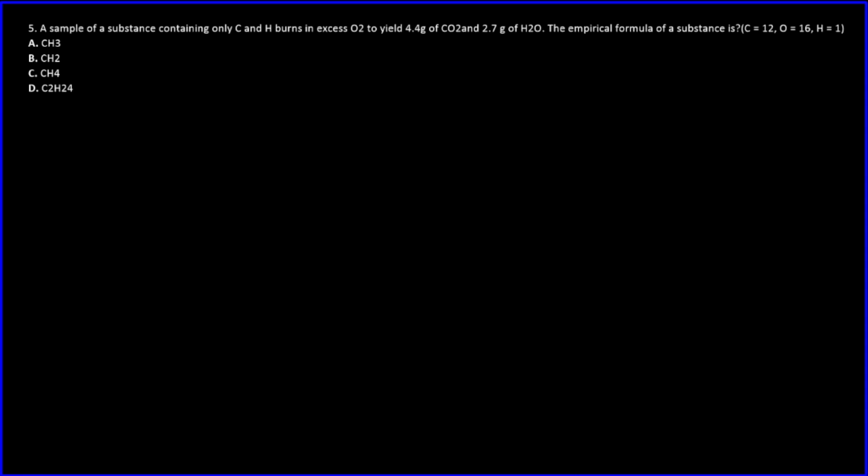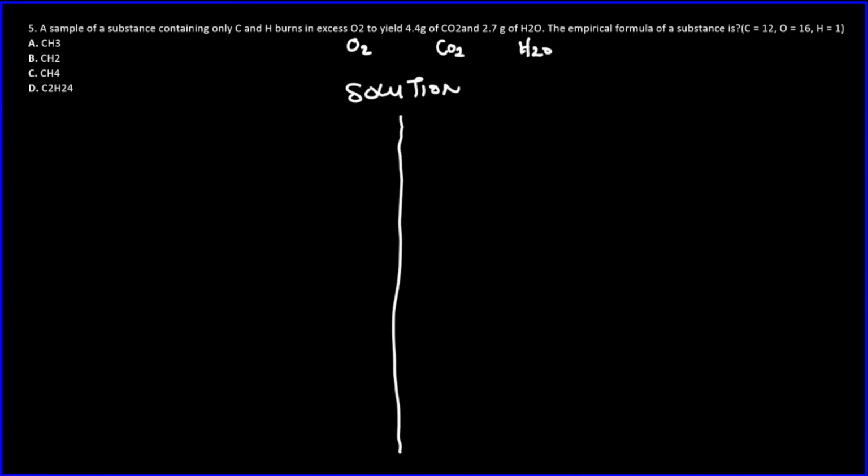Now, this question says a sample of a substance containing only carbon and hydrogen burns in excess oxygen gas O2 to yield 4.4 grams of carbon dioxide and 2.7 grams of water. The empirical formula of the substance. Here, they never ask us for a molecular formula, only the empirical formula. Let's write the solution. We are asked for the empirical formula.